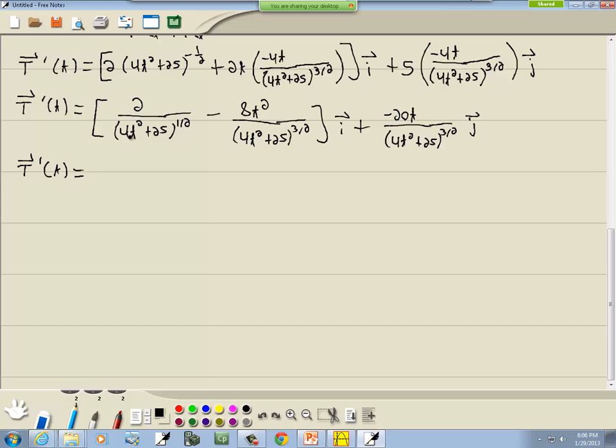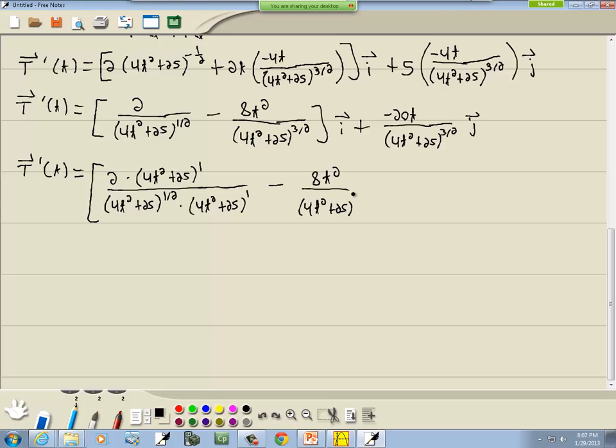Now, I need to get a common denominator. And see how this is 4t squared plus 25, and this is 4t squared plus 25? When they're the same, then you always go with your larger exponent, which is 3/2. And I have to multiply this here by 4t squared plus 25 to the first power, because if they're the same and you multiply them together, you add the exponents. So we have to multiply the top part by that also. So we're going to have 2 times 4t squared plus 25 to the first power, and we'll multiply the bottom part by that. So 4t squared plus 25 to the 1/2 power times 4t squared plus 25 to the first power. Minus, and this part remains the same. So we got 4t squared plus 25 to the 3/2 i plus negative 20t over 4t squared plus 25 to the 3/2 j.